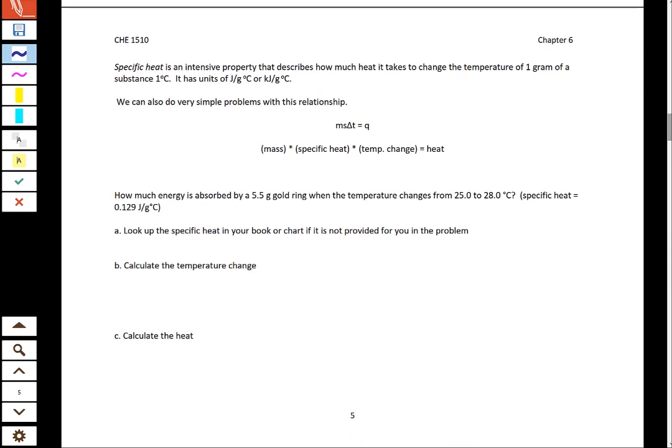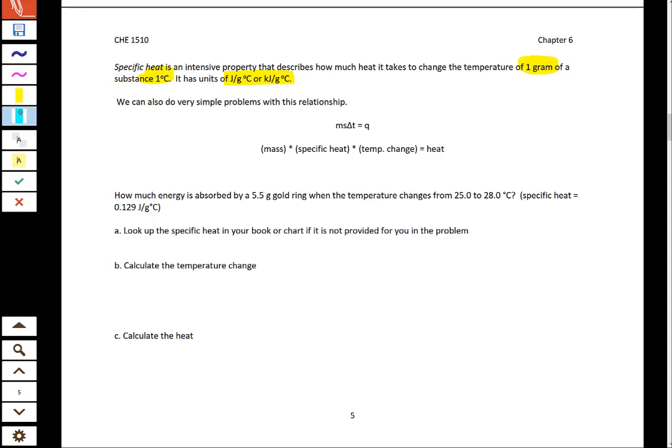Specific heat is an intensive property, which means that it takes into account the quantity of the substance. So you'll notice that the unit for specific heat has a mass in it. So this is how much heat it takes to change 1 gram of a substance 1 degree Celsius.